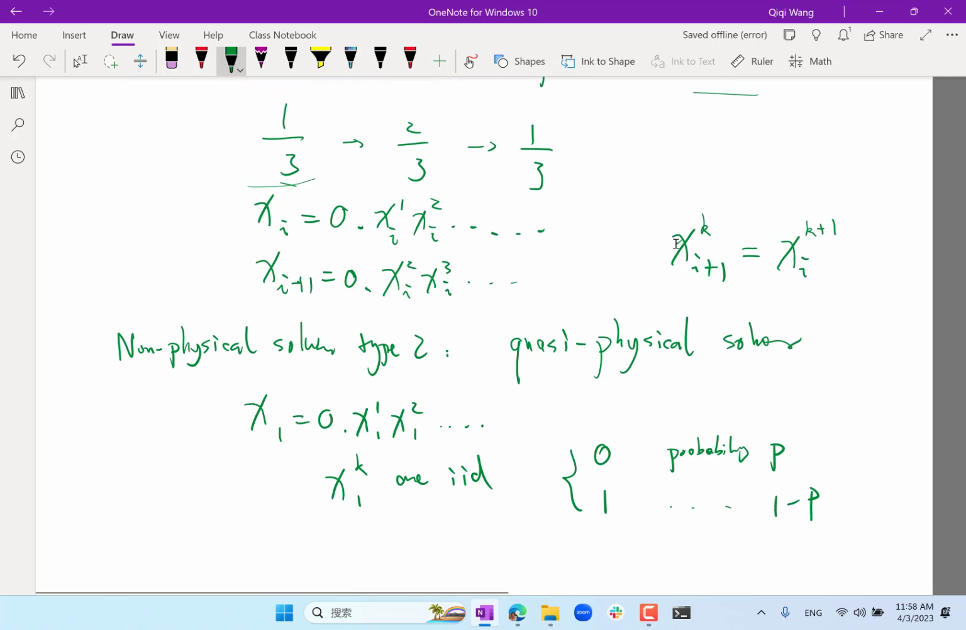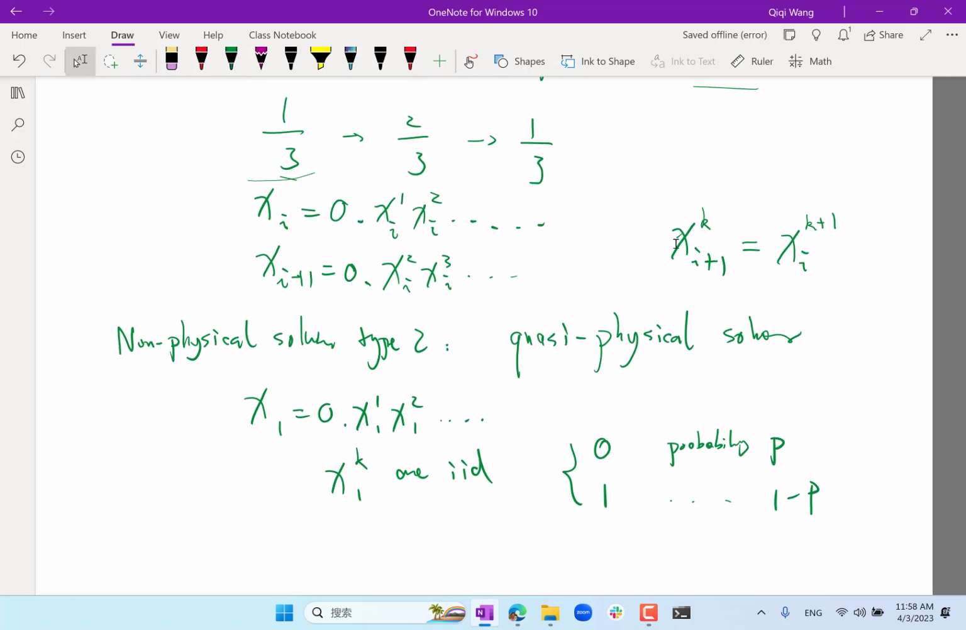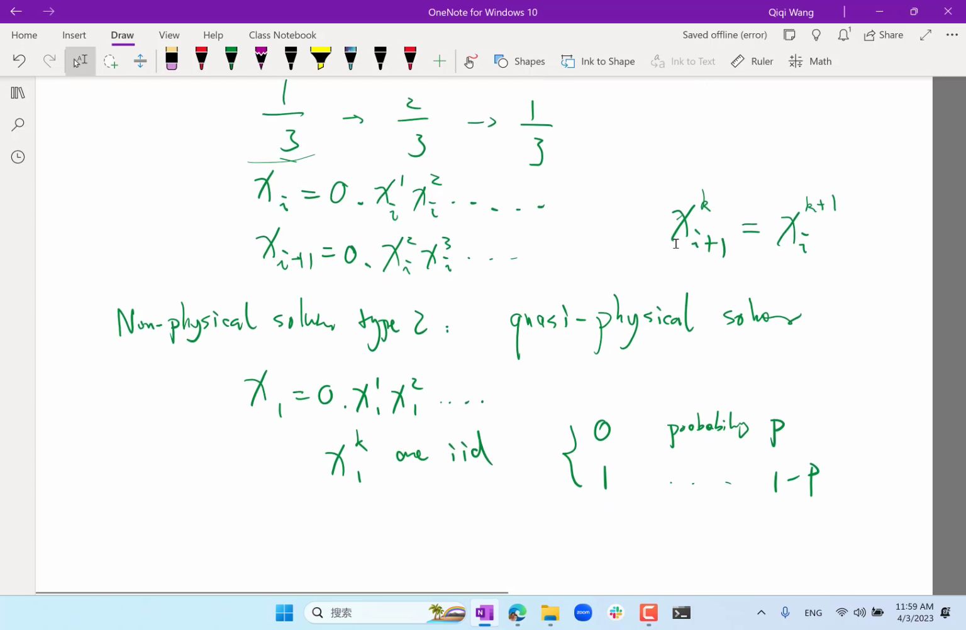So if p is exactly 0.5, then this is a typical number, right? But if p is not 0.5, this is a number that you can still get, but you would get it with almost zero probability. Okay, you can actually show that the set of all such numbers whose p is not equal to 0.5 is a measure zero set.